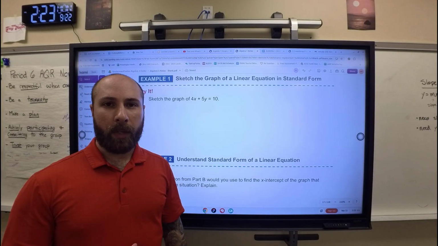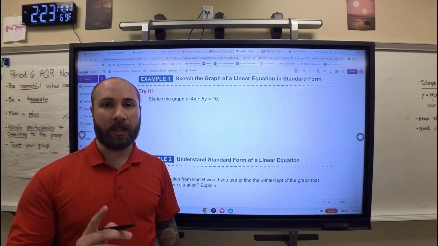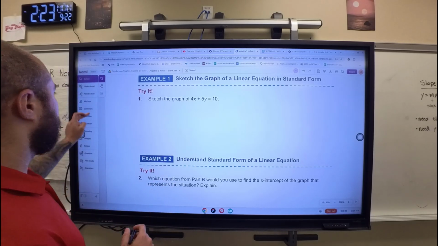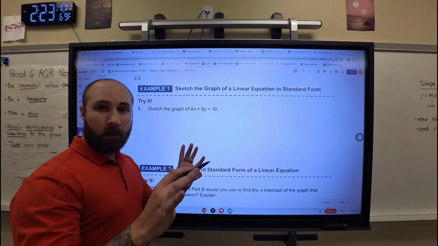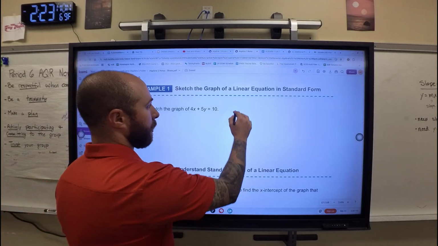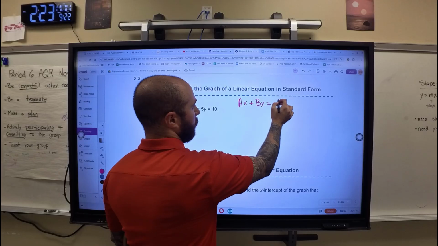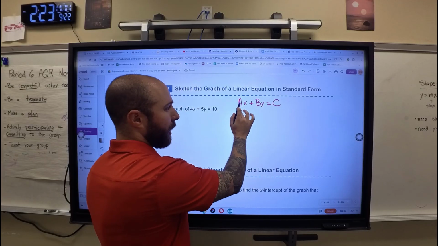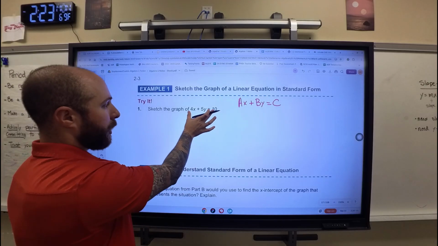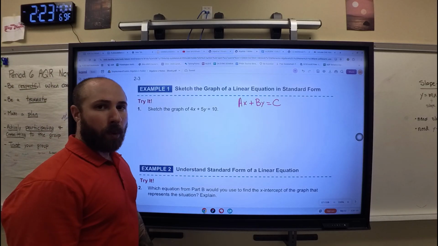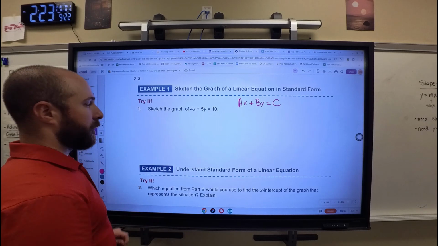Okay, today we are going to talk about section 2-3, which is standard form of a linear equation. Now, the general equation that we use for standard form is ax plus by equals c, where a, b, and c are just numbers. So in our example here, we have 4x plus 5y equals 10. All right. Now, it wants us to sketch the graph here.